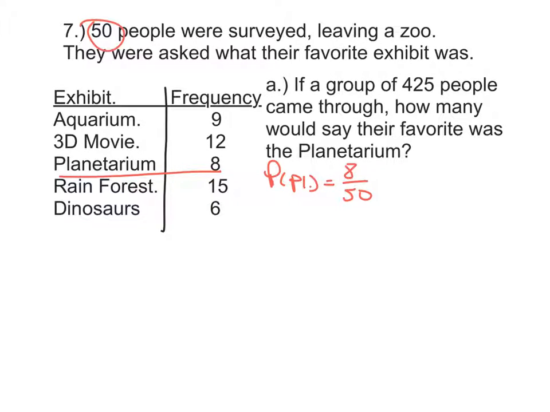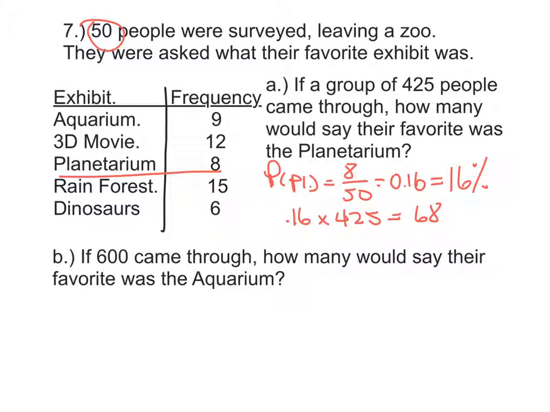When we divide that, we get 0.16, which is 16%. Now, if I want to know about this other group of 425 people coming through, that means that it's likely that 16% of those people are going to say that their favorite thing was a planetarium. So to find that, we're going to take 16%, the 0.16, times 425. Do that on your calculator, and you get 68 people.